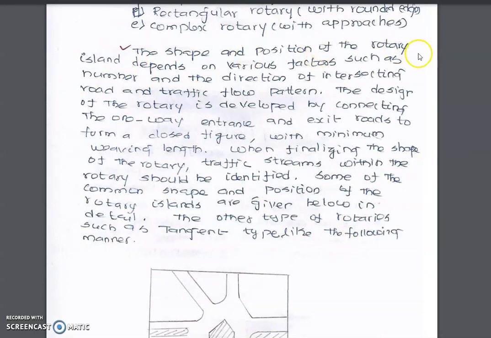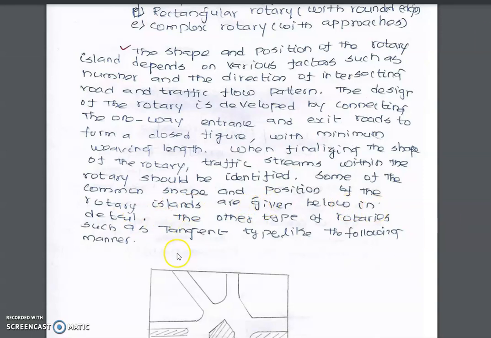The shape and position of the rotary island depend on various factors such as the number and direction of the intersecting roads and the traffic flow patterns. The design of the rotary is developed by connecting the one-way entrance and exit roads to form closed figures, with a minimum weaving length when finalizing the shape of the rotary. The traffic streams within the rotary should be identified. Some of the common shapes and positions of the rotary island are given below in detail.